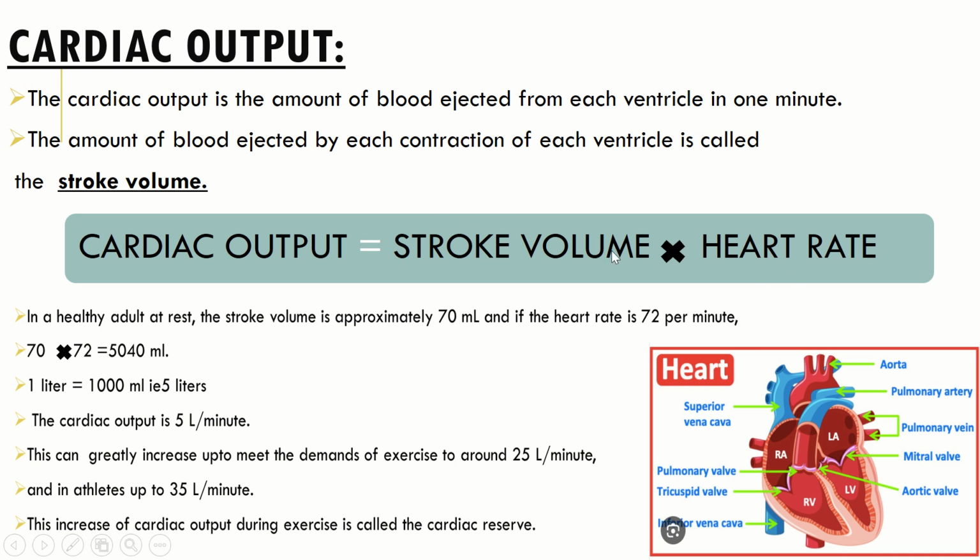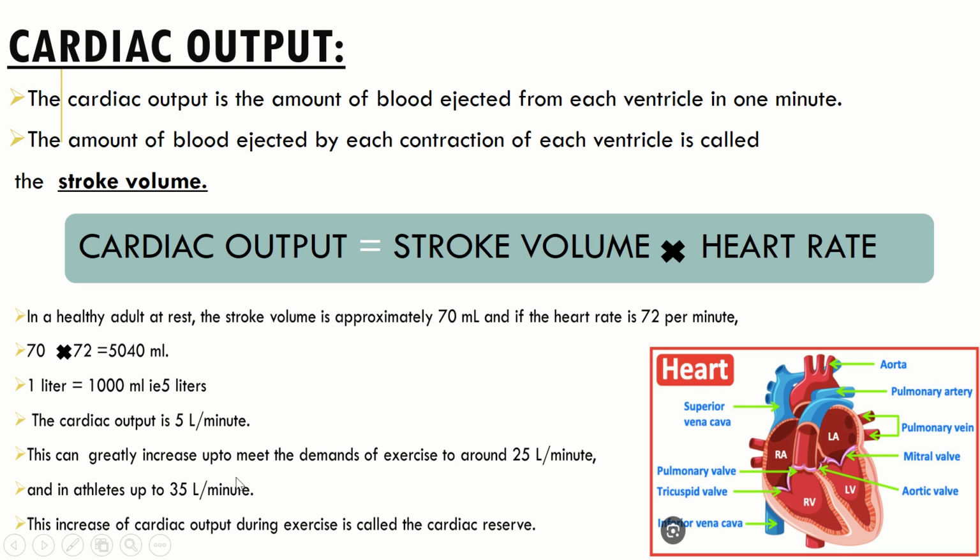Stroke volume is how much blood is ejected in one contraction, multiplied by heart rate. Heart rate we calculate for 1 minute. For example, in a healthy adult at rest, the stroke volume is approximately 70 ml. So for each contraction, 70 ml of blood is ejected from the ventricles. If the heart rate is 72 per minute, we can calculate 70 into 72, that is 5040 ml. Converting into liters, 1 liter is 1000 ml, so that is about 5 liters. So the cardiac output is 5 liters per minute.